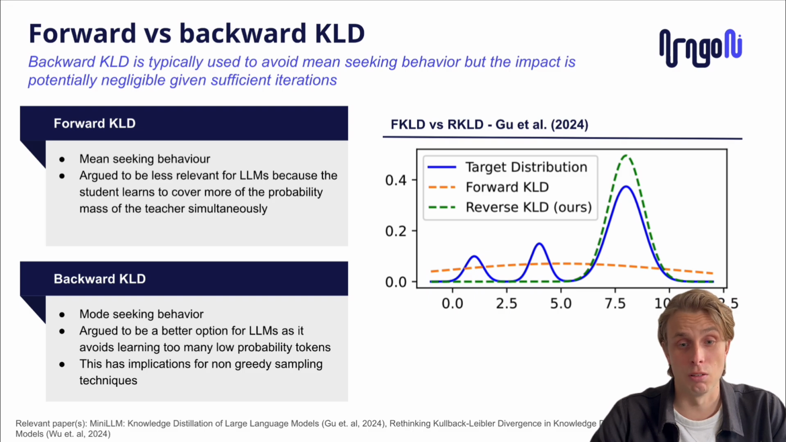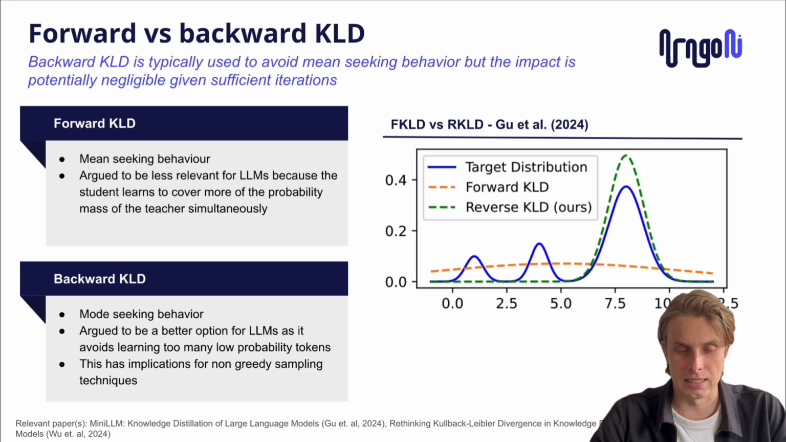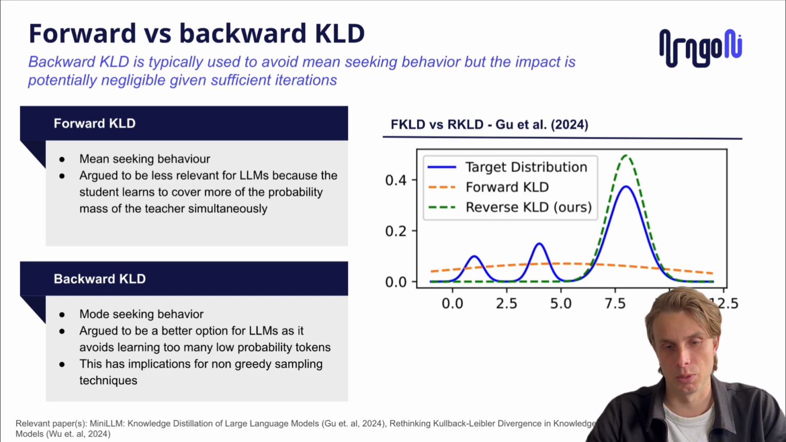We see in the forward KLD this mean seeking behavior. You can see if we assume that over the axis here, we have a probability distribution of tokens, you can see that we're assigning more probability weight across the tokens if we're thinking in terms of LLMs. And for the reverse KLD, what we're instead doing is we're focusing on that mode of the original target distribution.